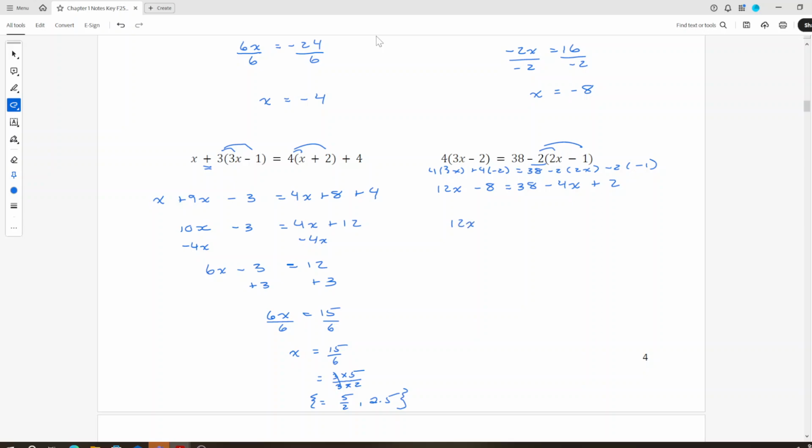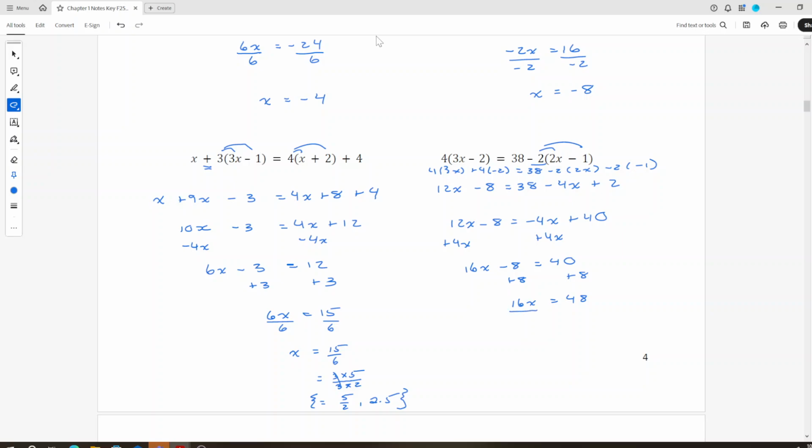All right, collect like terms. I've got 12x minus 8 is equal to -4x plus 40. Then I'm going to isolate my x's on one side and my numbers on the other. I'm going to choose the left-hand side for my x's. So I'm going to add 4x to each side. I end up with 16x minus 8 is equal to 40. Then I'm going to add the 8. And I get 16x is equal to 48.